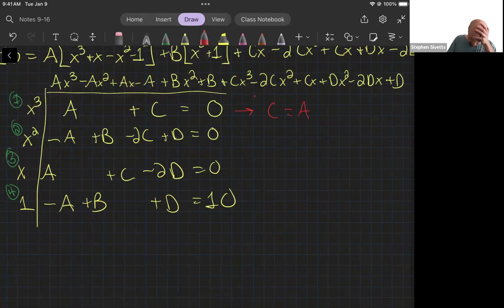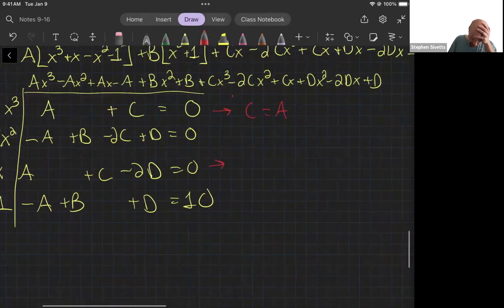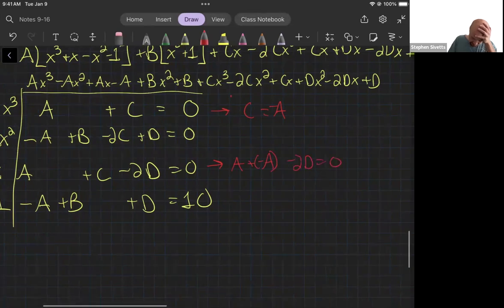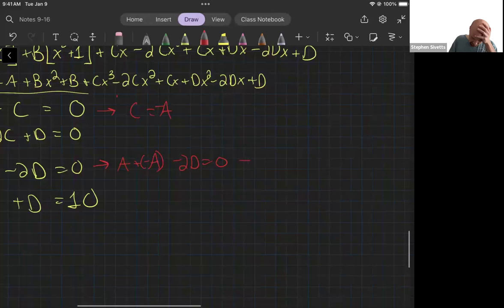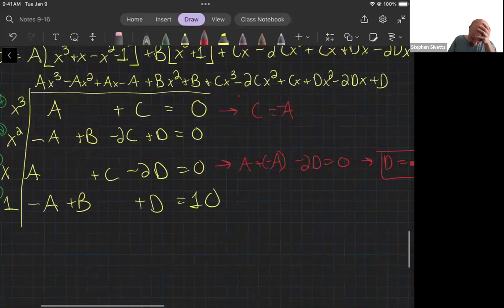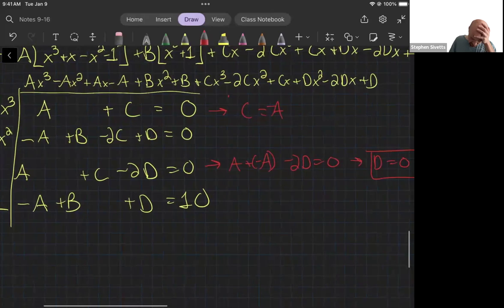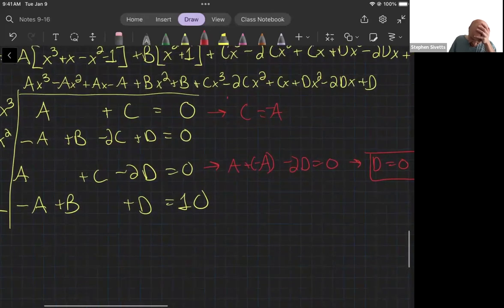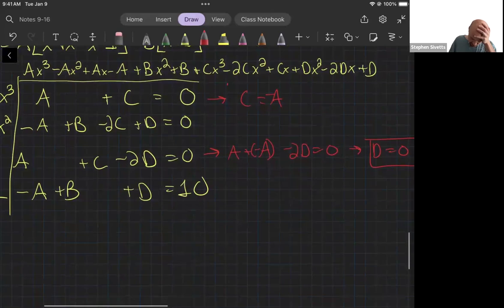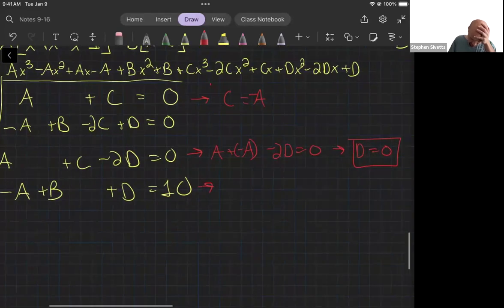And from that, from the third equation, I'll have c equals minus a. A plus minus a minus 2d is 0. So this forces that d is 0. So, okay. In equation 4, rather, d is 0.